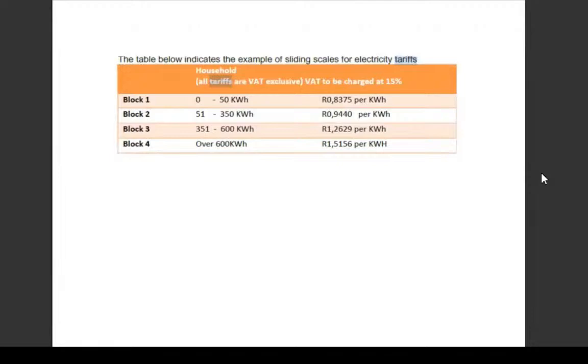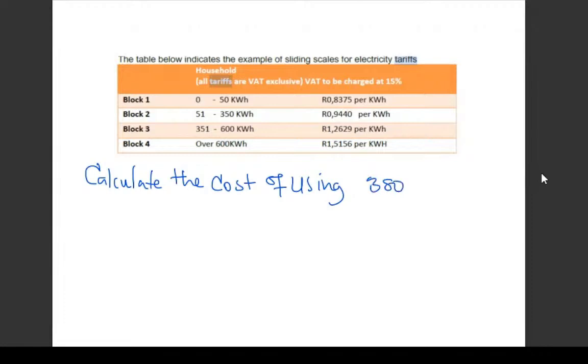All right, let's look at an example here. Let's calculate the cost of using 380 units of electricity.